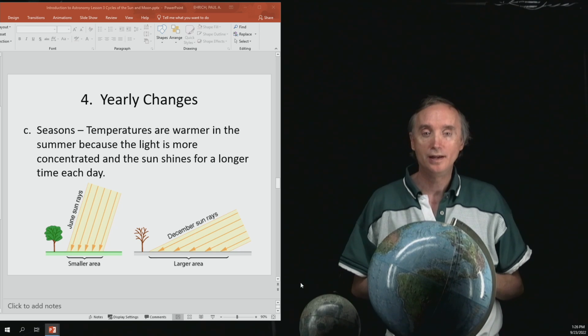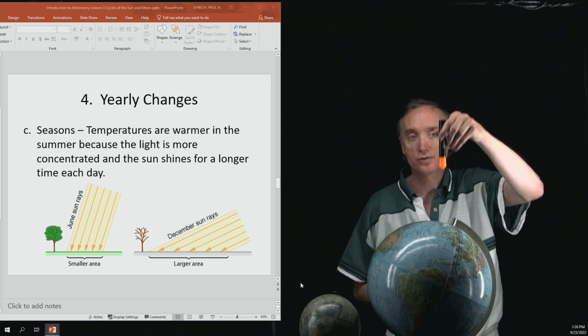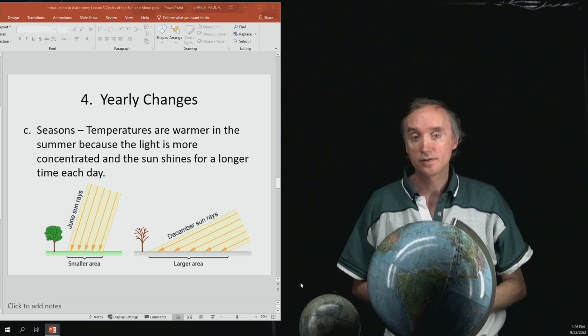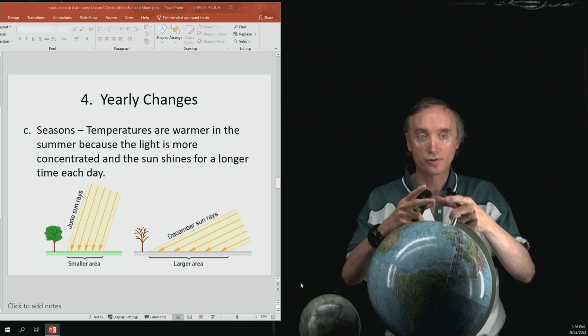I need you to get out a flashlight and a piece of paper, and put the piece of paper on a table in front of you, and then take your flashlight and shine it straight down onto the piece of paper and see what it looks like. Okay, you should notice that it makes a bright circle.